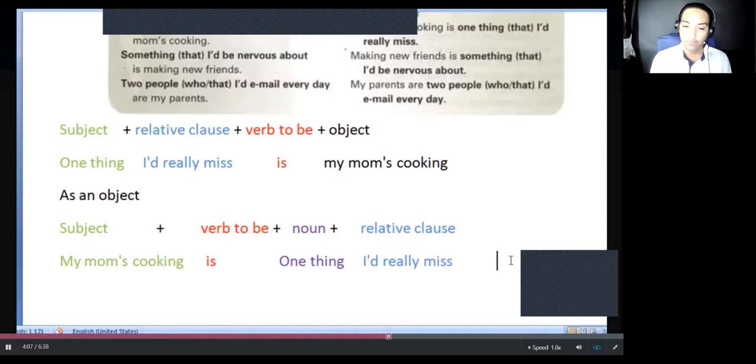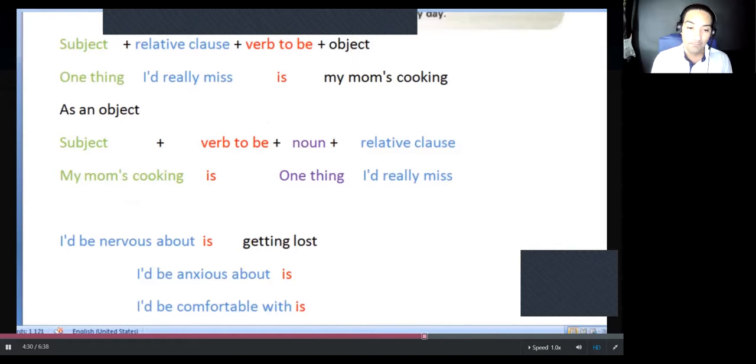Just a couple of things changed. Number one, we had to change the object of our previous sentence to be the subject of our new sentence. So "my mom's cooking." And then that followed the verb to be. So the verb to be follows the subject. "My mom's cooking is one thing I really miss."